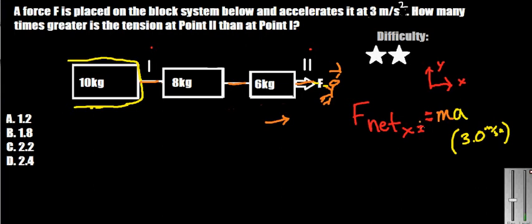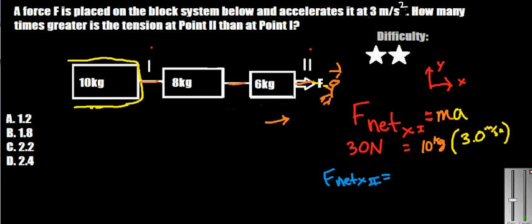So when I plug 10 kilograms in for my mass, this results in 30 newtons as the net force in the x direction of my first component. My second component, we'll do it in a different color so I don't get confused, is the net x component of the second point that we're given.